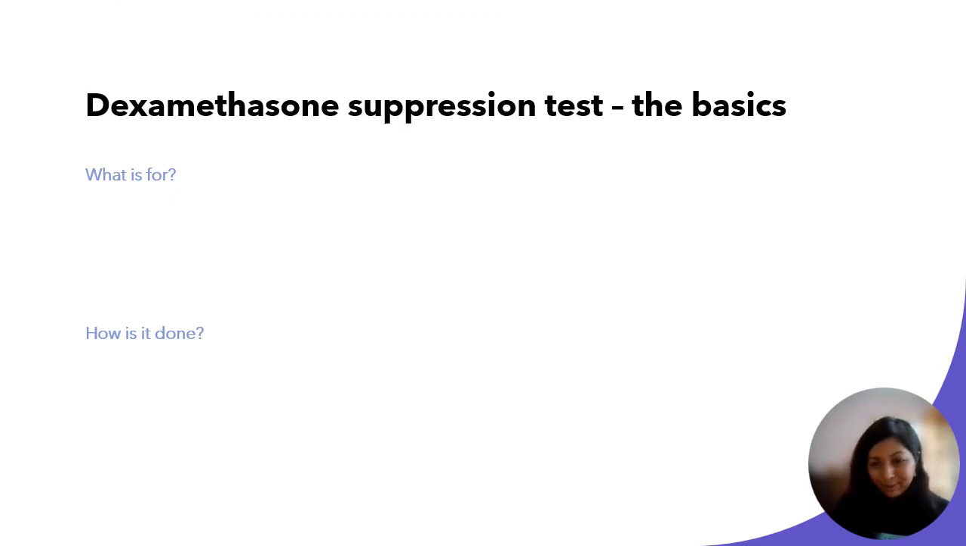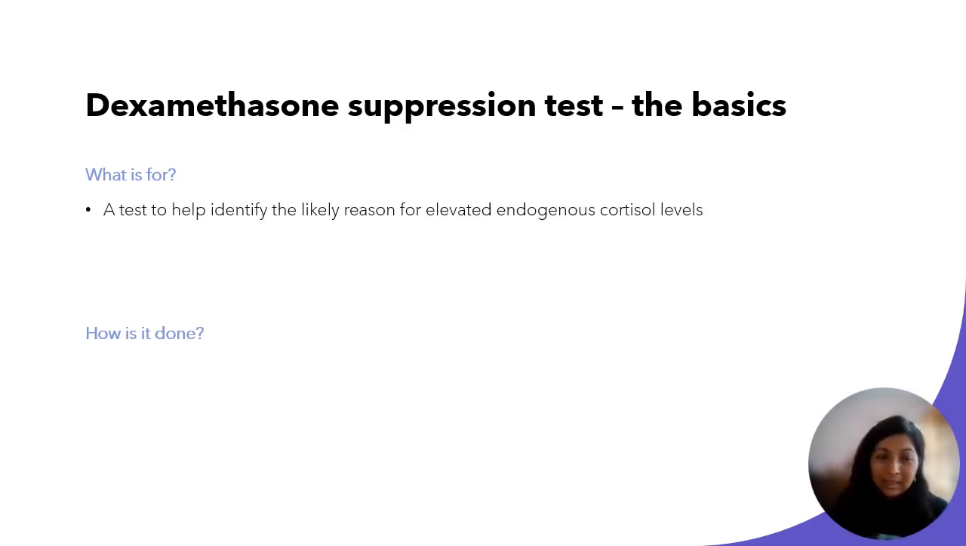Okay, here we go. So we're going to start off with the basics of the dexamethasone suppression test. So first off, the two big questions: what is it for, and how is it done? Okay, so what is it for? It is basically a test that you do in order to help you to identify the likely reason why a patient has elevated endogenous cortisol levels. When you say basically you already know your patient has high cortisol levels, and endogenous means that cortisol is coming from somewhere inside their body.